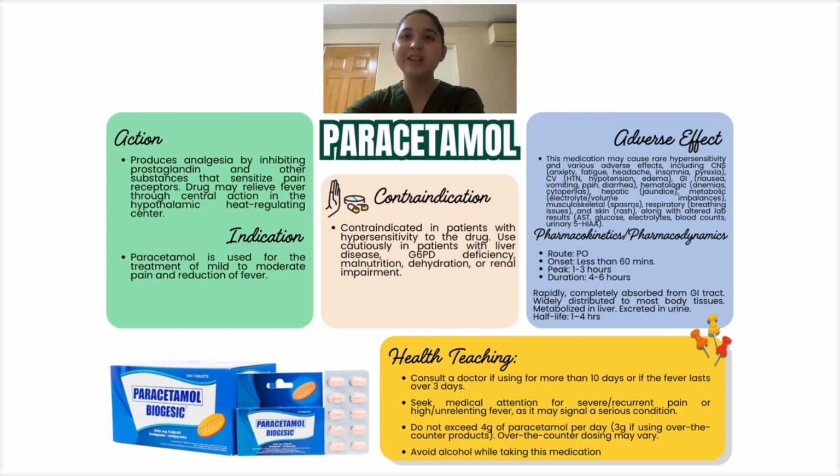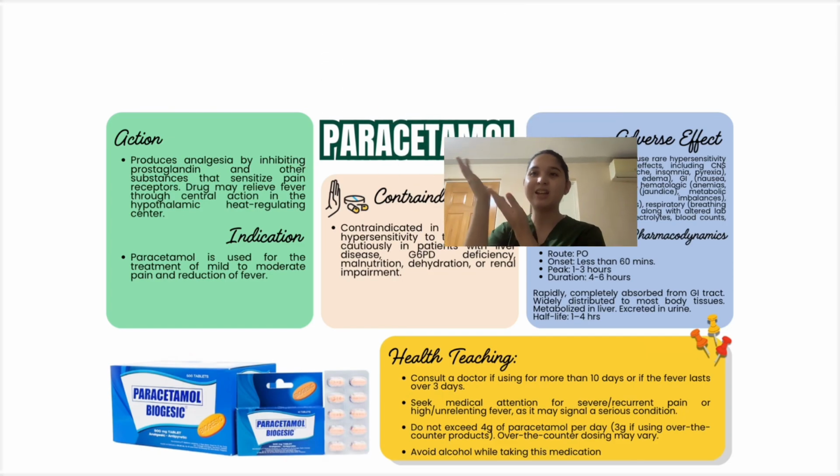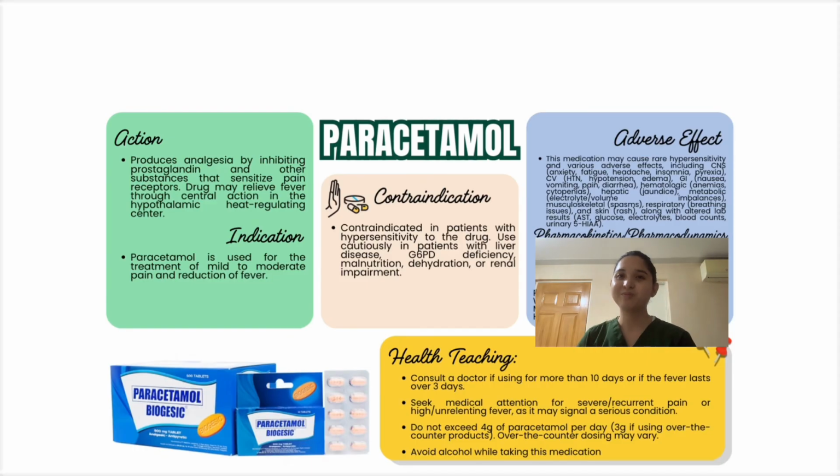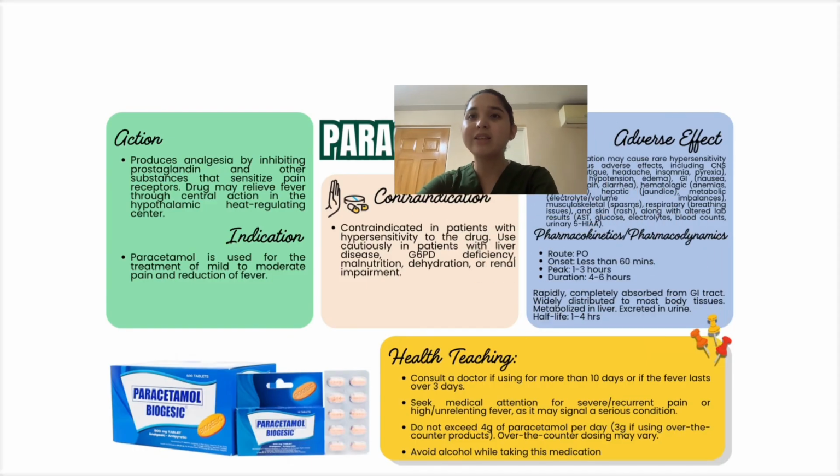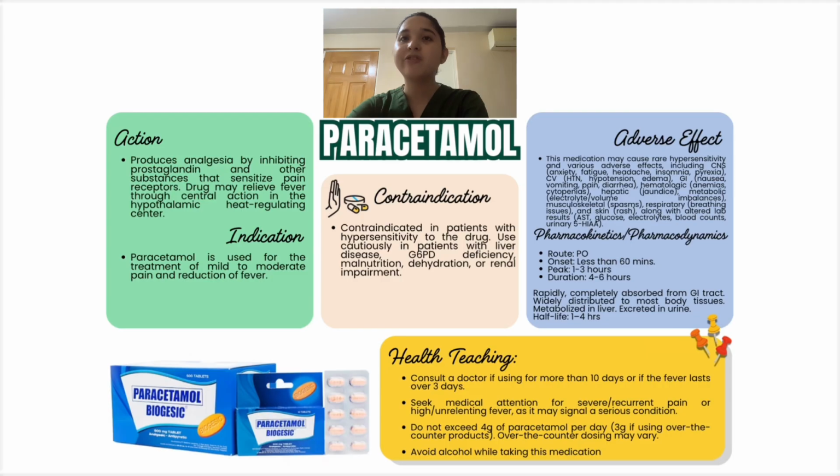For the side and adverse effects, these are the examples posted above. For the pharmacokinetics and pharmacodynamics, for the route per orem, onset is less than 60 minutes, the peak is 1 to 3 hours, and the duration is 4 to 6 hours. Rapidly and completely absorbed from the GI tract, widely distributed to most body tissues, metabolized in the liver, and excreted in urine. And its half-life is 1 to 4 hours.